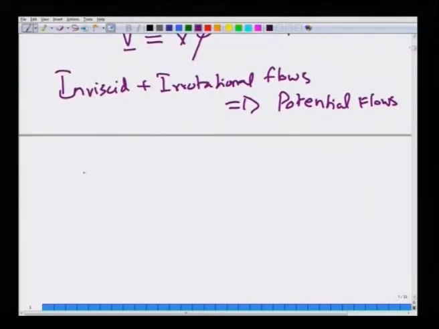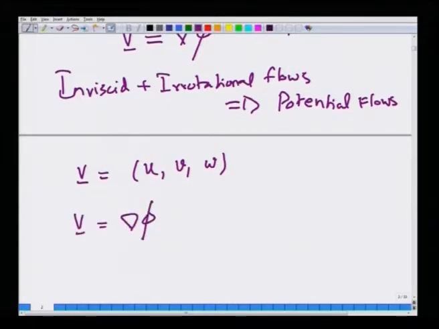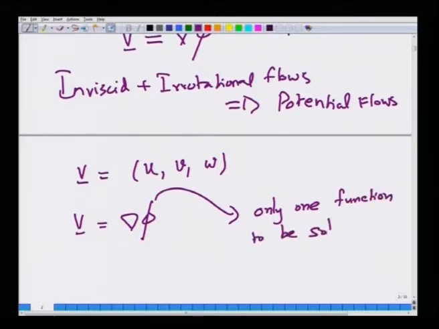What is the simplification? The velocity is a 3-dimensional quantity in general. It has 3 components, each being a function of all the 3 coordinate directions, but if you use velocity as the gradient of a potential for irrotational flows, then you need to solve only one unknown function instead of 3 unknown functions. So, only one function is to be solved. It leads to a lot of simplification.